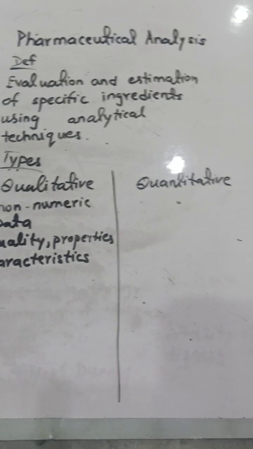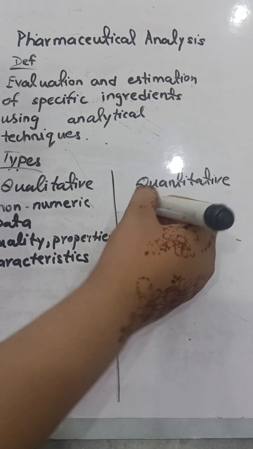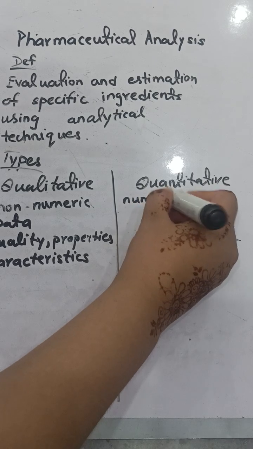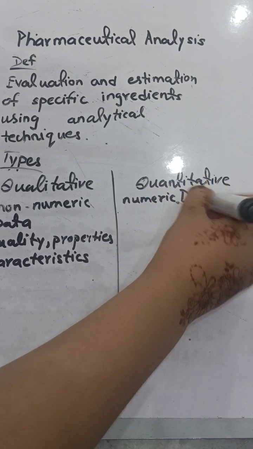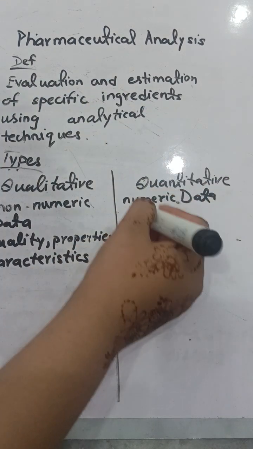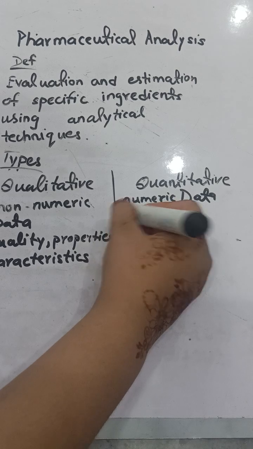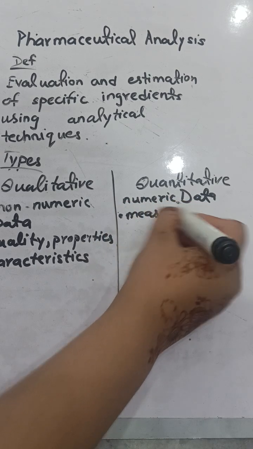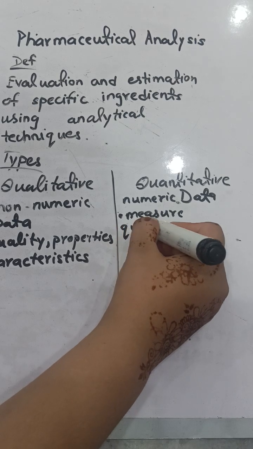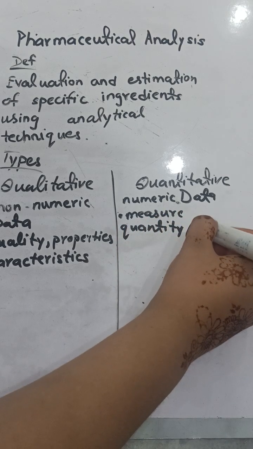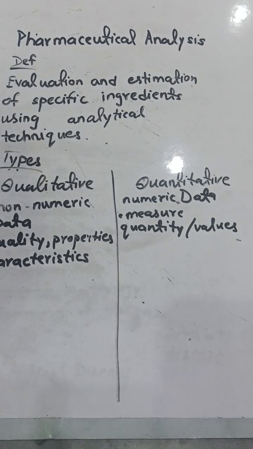As you know, the quantitative one has numerical data. It has data which has some values, some numeric things in it, and it majorly focuses on measuring quantities. It measures the quantity of something, how much it is, how much quantity it has, or some values. So it is measuring them.